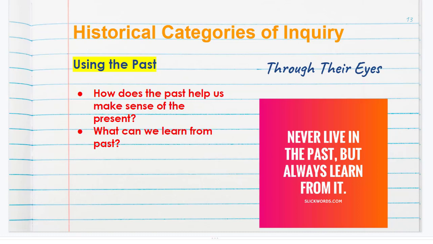In some cases, we can look at the past as our guide to the present. If we want to know about the particular course of events that shaped the present, we are using the past to seek guidance, like the lessons of history, like what's the moral, what's the lesson. This can help us grapple with a current problem. So how does the past help us make sense of the present? What can we learn from the past, right? So we improve upon it, we build on it, we don't repeat it, maybe, for example.